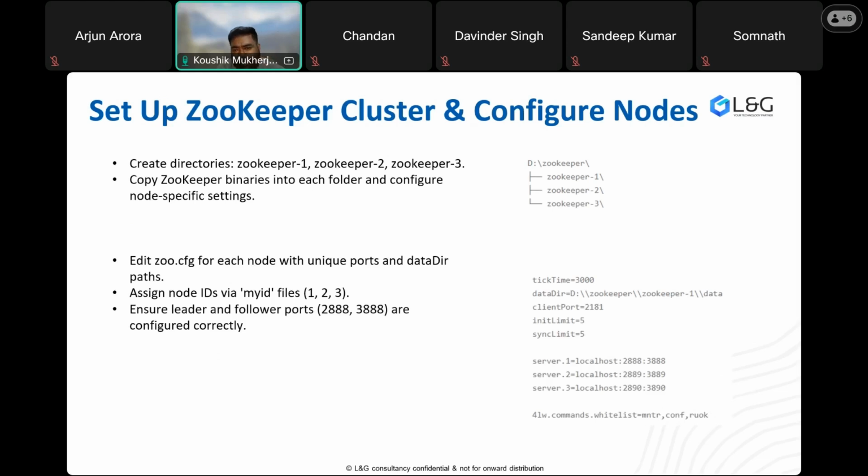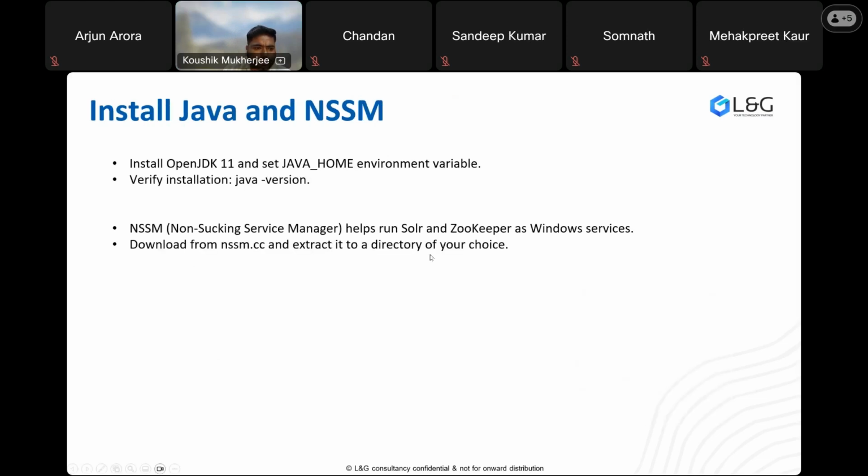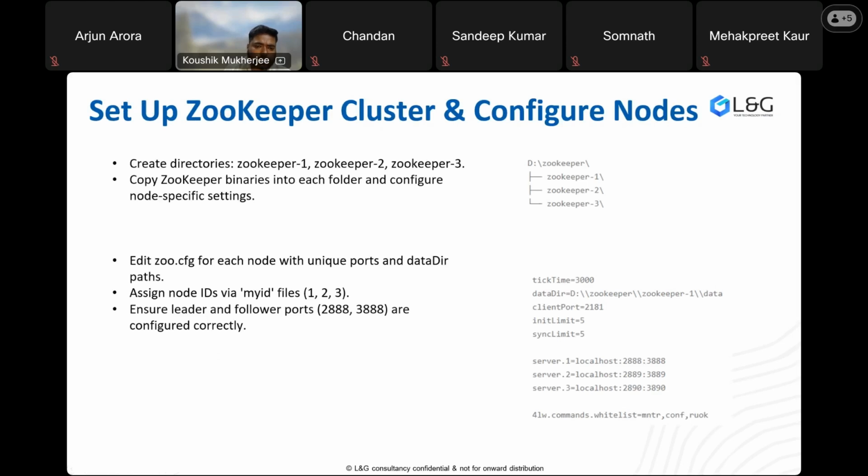Next is setting up Zookeeper. As I previously informed you, we are managing a three-node Zookeeper cluster. So we created one Zookeeper folder, and under that we created Zookeeper1, Zookeeper2 and Zookeeper3. We downloaded the zip file, and we copied all the binary files, folders and configuration into all three of these folders, 1, 2 and 3.